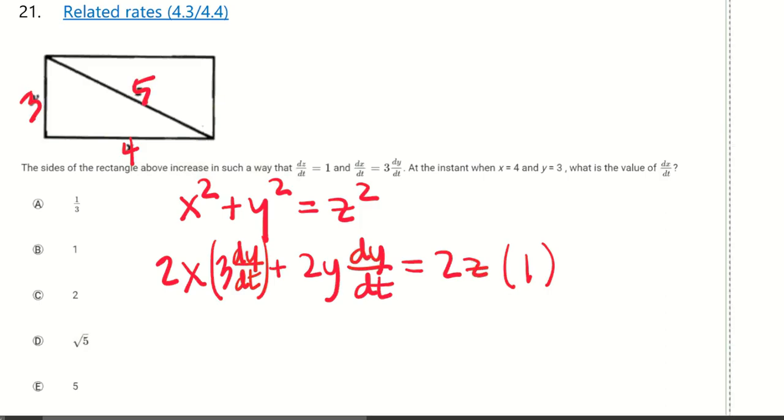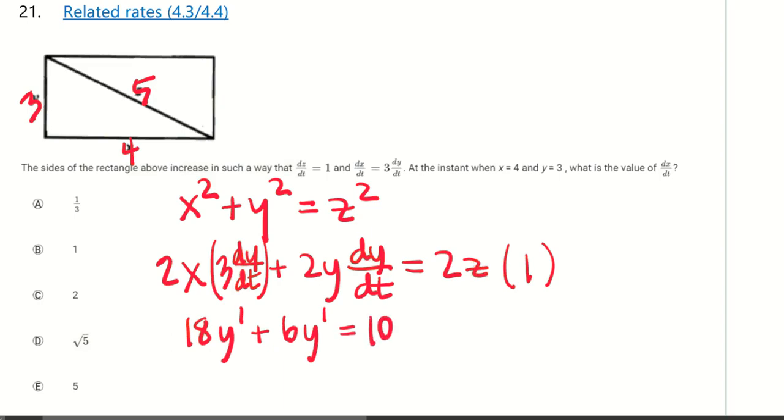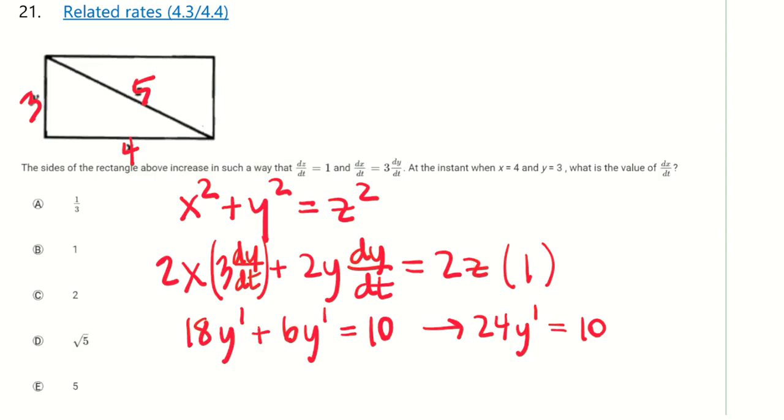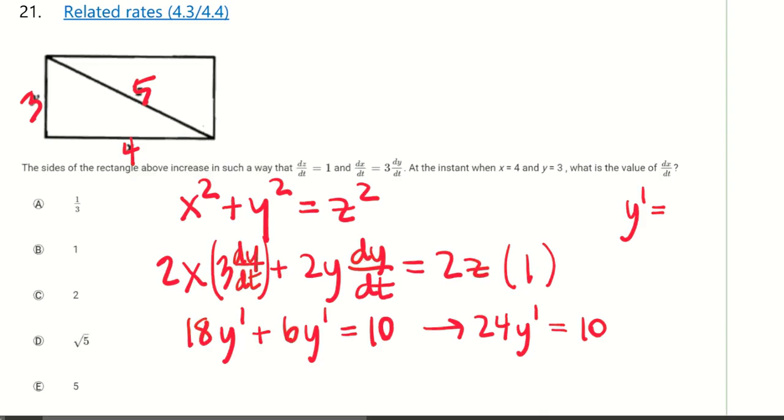So I've got 6 times 3 is 18 dy/dt, which I might just abbreviate with y prime for now, plus 2y would be 6 dy/dt, because y was 3. And that's going to be equal to 2z times 1, and that's going to be 10. So that's 24y prime equals 10. And that means y prime equals 10 divided by 24.